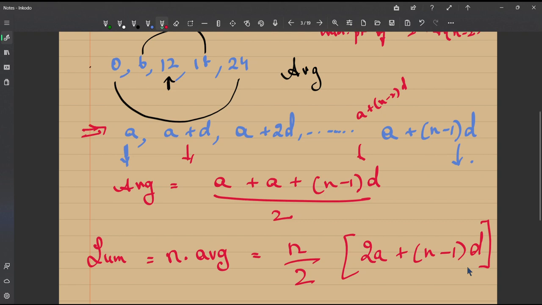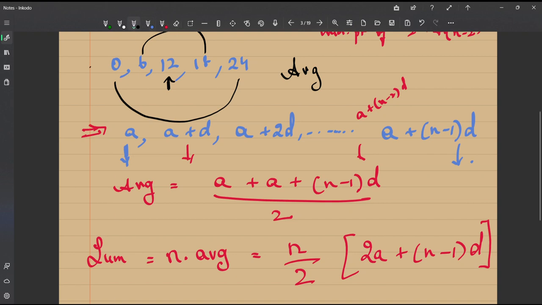So this is the sum of n terms, and this is what we saw in our earlier video also. In fact, we didn't derive it there. We just manipulated a few steps and arrived at this n by 2 into (2A plus (n minus 1) D). So this is our sum.